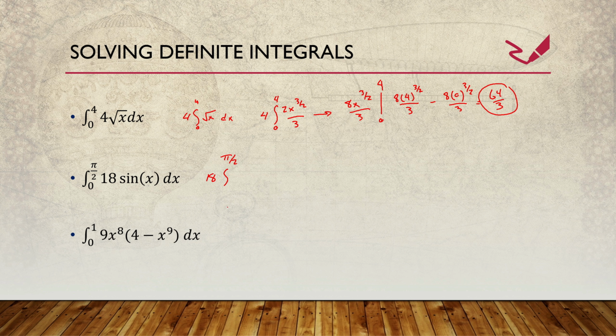Pi over 2, 0. The integral of sine of x is negative cosine of x. So you will have negative 18 cosine of x bounded by pi over 2 to 0. And once you plug in pi over 2 and 0, your final answer will be 18.